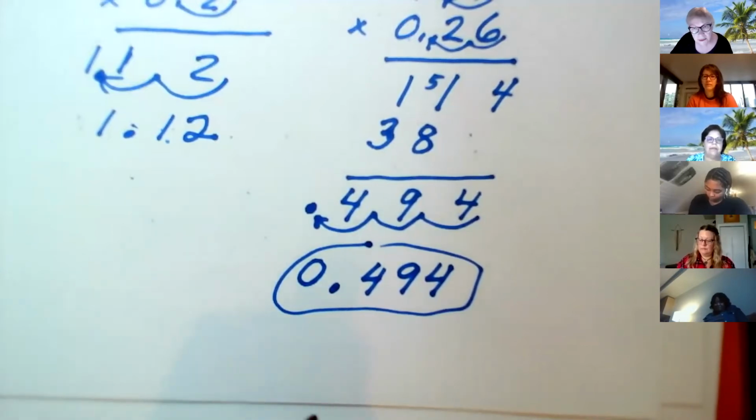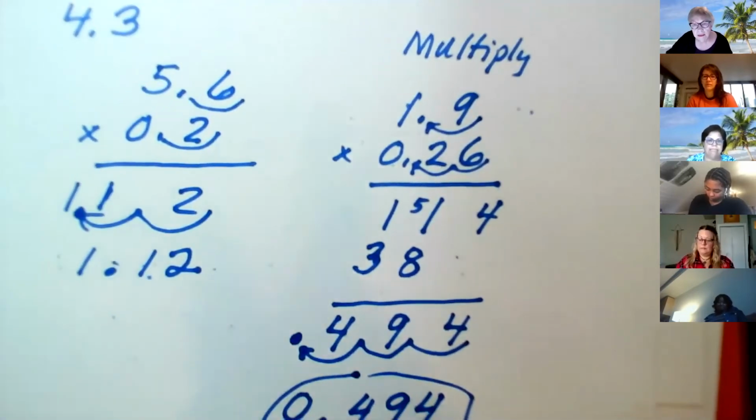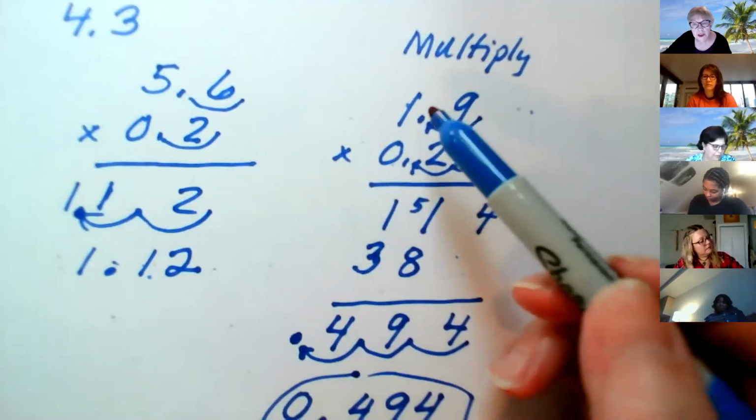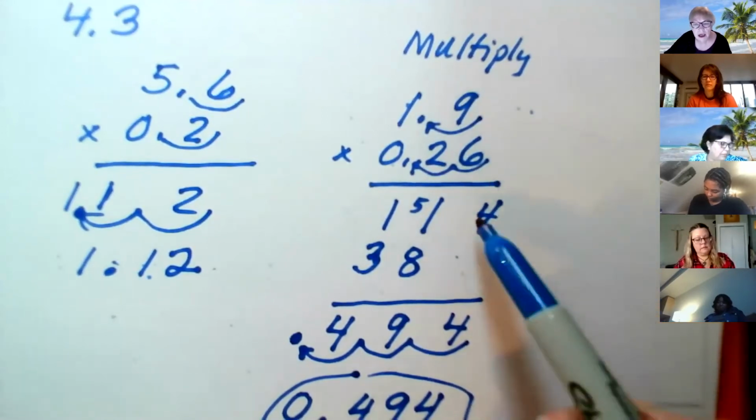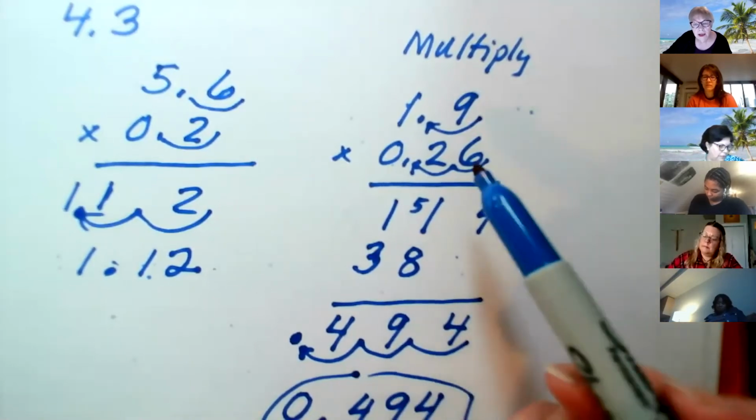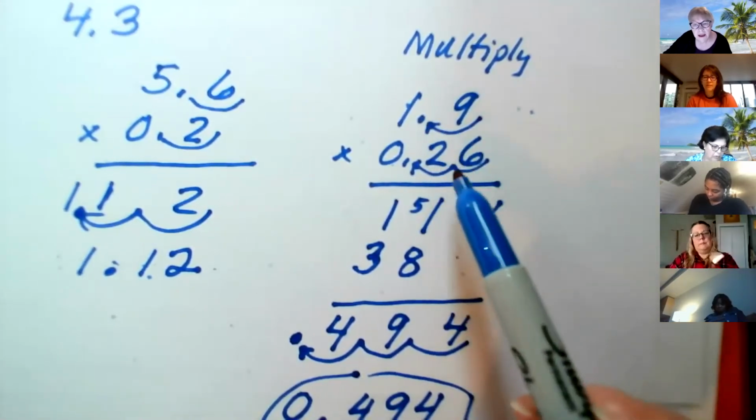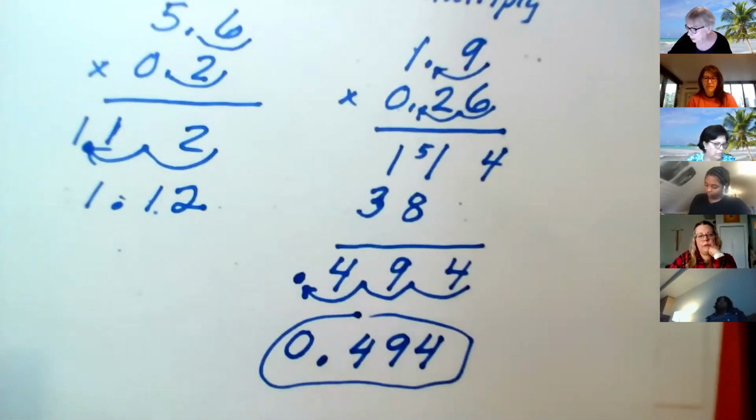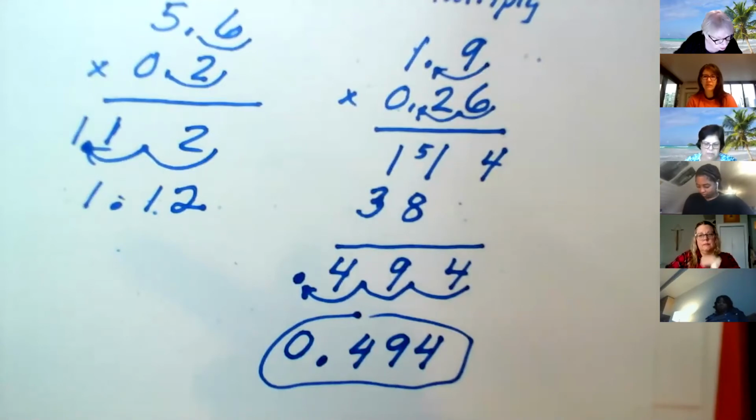So the point I want to make is that the multiplication was 19 times 26. There was no difference in that. 494. The only difference is the placement of the decimal. And so it was 1, 2, 3. And so they go on and on about how to do that. The truth of the matter is that's it.